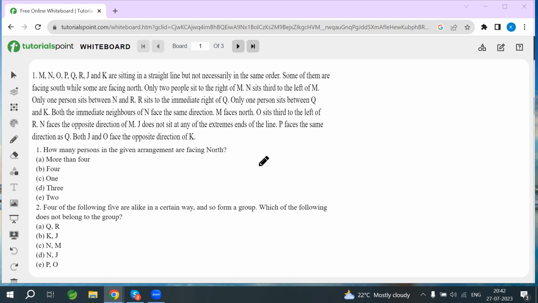O sits third to the left of R, and N faces the opposite direction of M. J does not sit at any of the extreme ends of the line, and P faces the same direction as Q. Both J and O face the opposite direction of K. So just put the directions and values one by one.